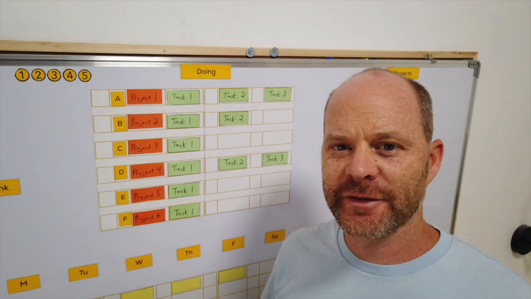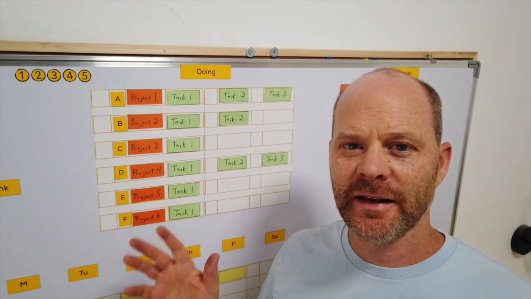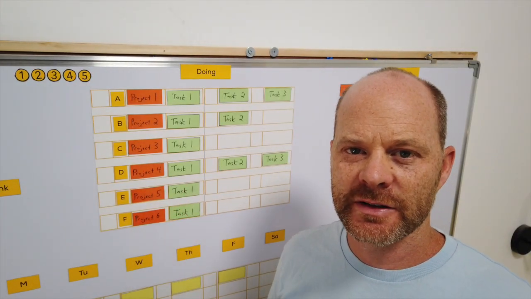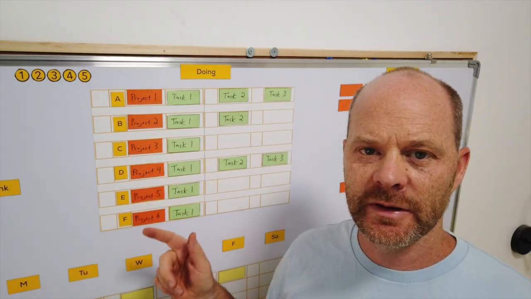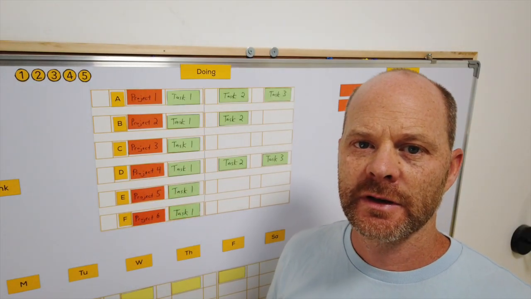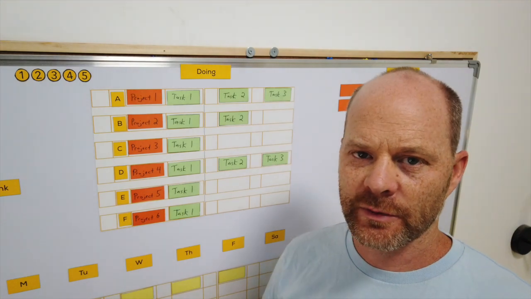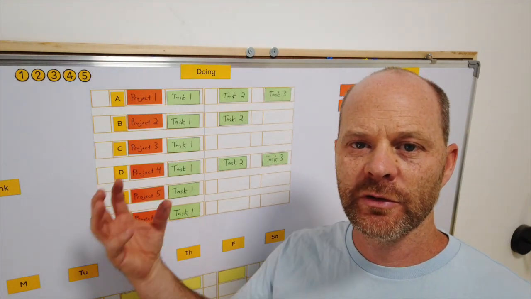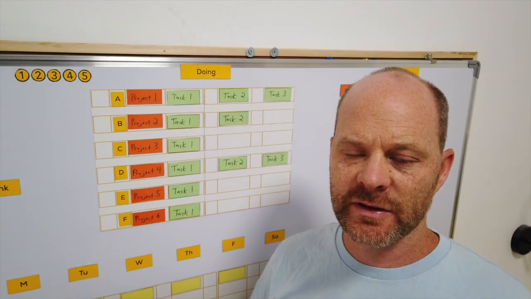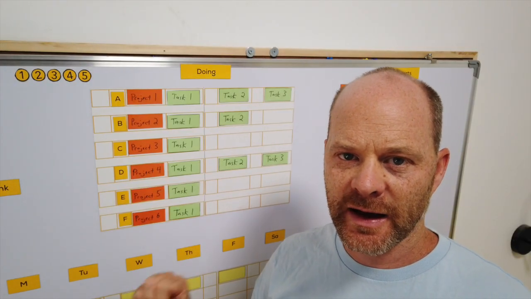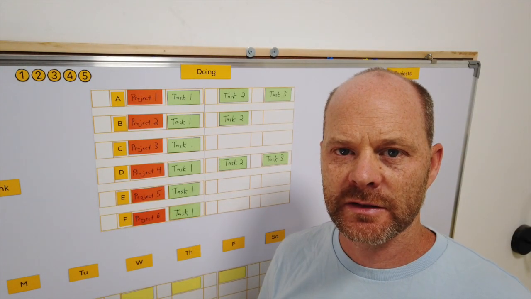Okay, now you can see I've got my projects and my tasks for each project, and projects are labeled by letter A, B, C, D, E, F. That's just to keep track. We'll show how that works in the actual calendar, when I move these tasks into my calendar to make sure that I've assigned time to work on each of those tasks.